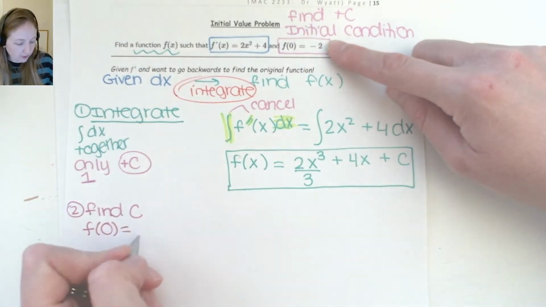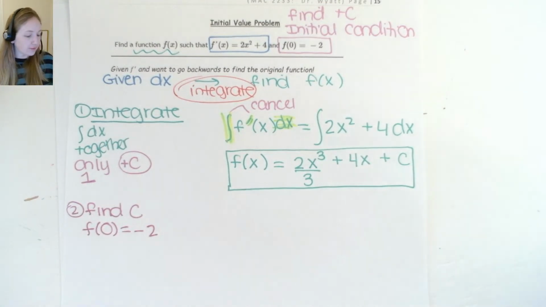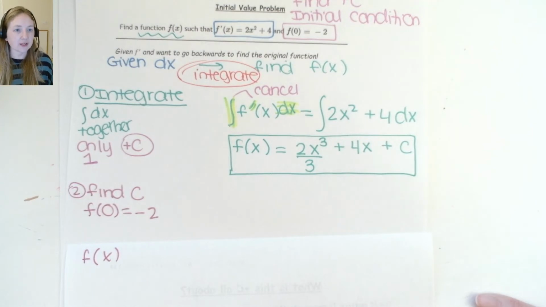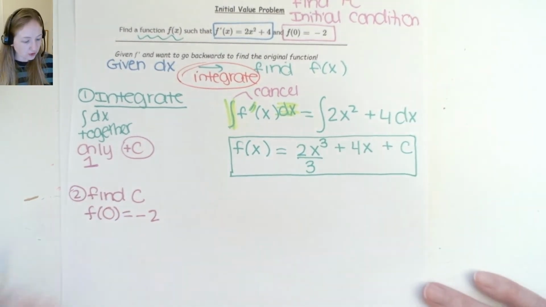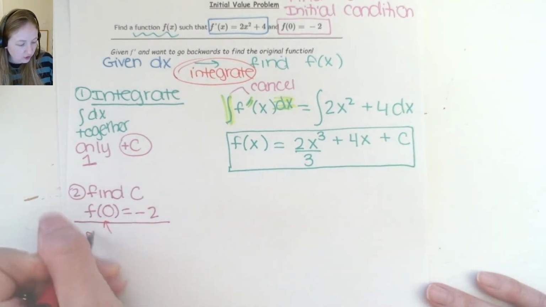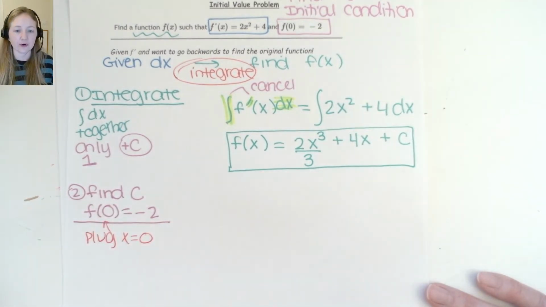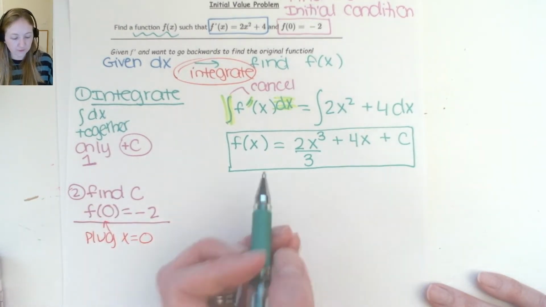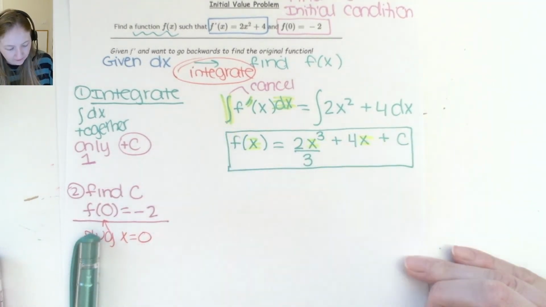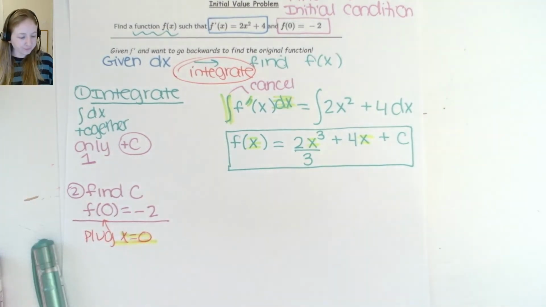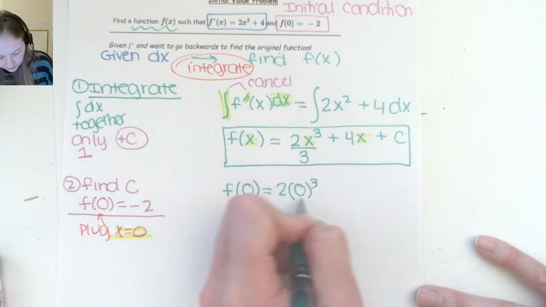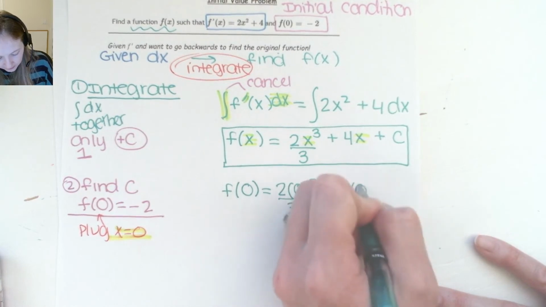So this f of 0 is equal to -2. Now, remember that when you're talking about f of x, whatever's in the parentheses, that is your x value. So the way we're going to use this initial condition to find c is we're essentially going to start by plugging in x is equal to 0. So we take our general solution, and everywhere that we have an x, boom, boom, boom, here we have these x's, we are going to plug in 0. So we're going to have f of 0 is equal to 2 times 0 to the third over 3 plus 4 times 0 plus c.